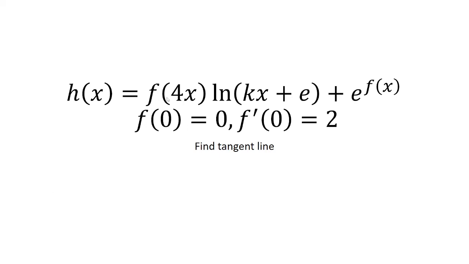We're given h of x is f of 4x times ln of (kx plus e), plus e to the f of x. f of 0 is 0 and f prime of 0 is 2. Let's find the tangent line at x equals 0.